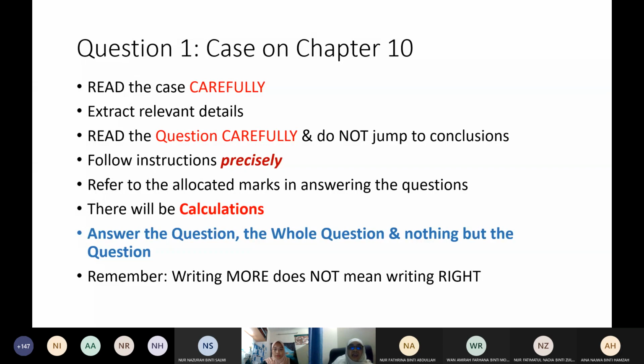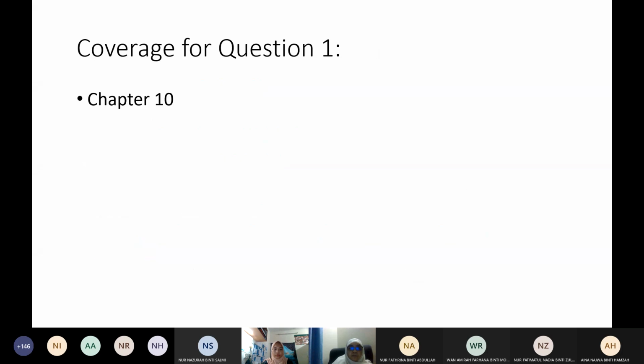If they just ask you for calculations, then you just calculate, right? You don't have to analyze, explain, or tell stories. If they ask for the calculation, you do the calculation. If they ask you to explain, you explain, and you don't have to calculate. Or sometimes they ask for both, then you have to do both. So it's very important that you follow what the question asks, okay?